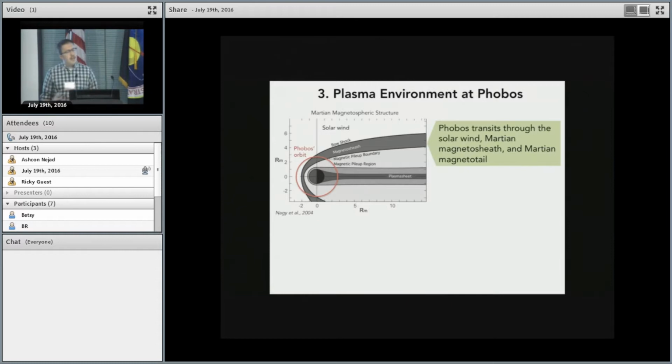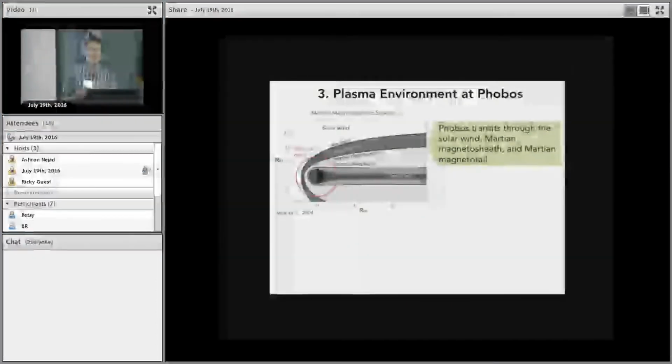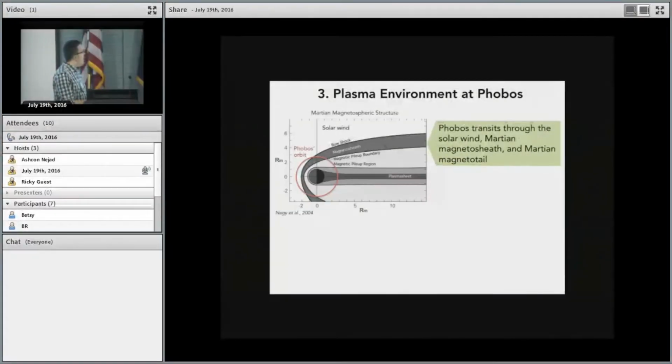So if we're going to understand charged particle sputtering at Mars, we need to understand the plasma environment that Phobos is sitting in. What I'm showing here is a cartoon from Andy Nagy et al. 2004, and the cartoon is showing in gray the general structure of the Martian magnetosphere. Upstream and to the side you have the solar wind, undisturbed, but as it encounters Mars, it forms a bow shock and a magnetosheath. This is very hot, turbulent solar wind plasma that's being diverted around Mars. And then you also have downstream from Mars the Martian magnetotail. This is much more tenuous. There's not a lot of solar wind plasma in the tail.